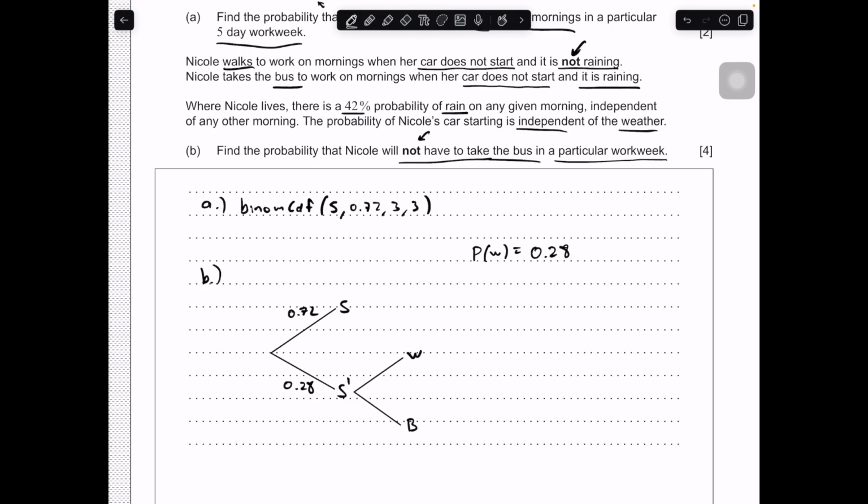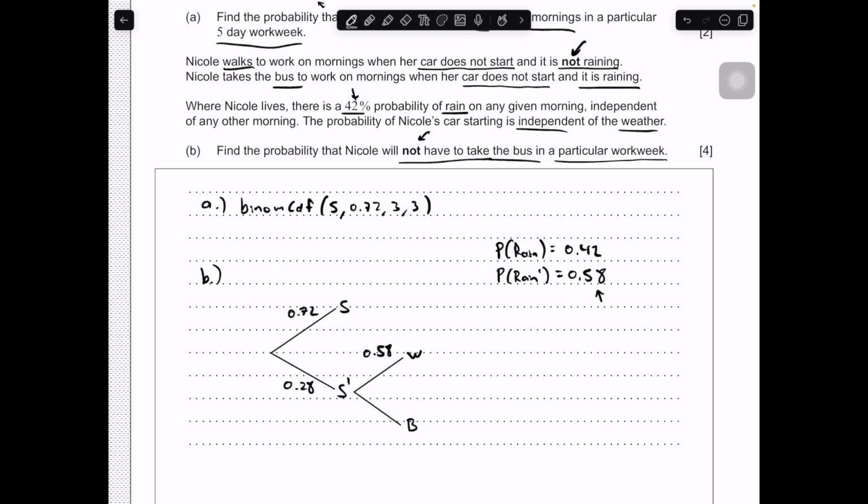So let's look at this. If it's not raining, a 42% chance of rain. So if it's a 42% chance of raining, we can write P(rain) is equal to 0.42. And P(not rain), of course, would just be 0.58. What's left over? So she walks to work when her car does not start and it's not raining. So 0.58. This is her walking, so it's sunny because it's not raining.